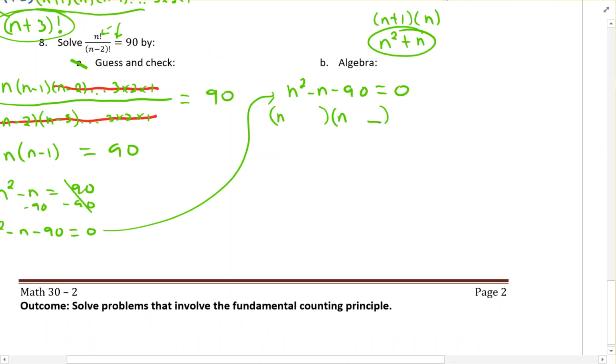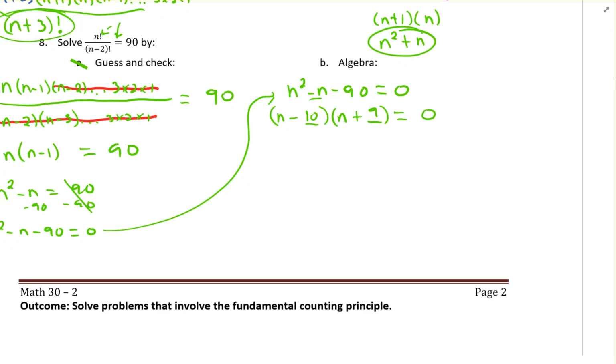And I know that this number that's going to go there and this one, they need to multiply to 90 and they need to add to 1. Or multiply to negative 90 and add to negative 1, really. So what about 9 and 10? Those seem reasonable to me. And they need to multiply to negative 90, so one's got to be negative, one's got to be positive. Adding to negative 1, this one's got to be the negative, and this one has to be the positive, right? Negative 10 plus 9 gives you negative 1. Okay, and that's all equal to 0.